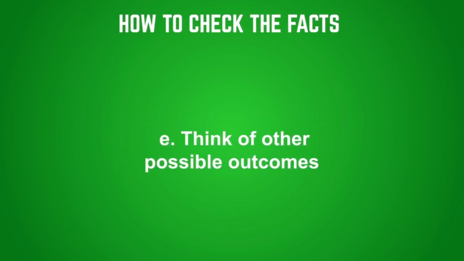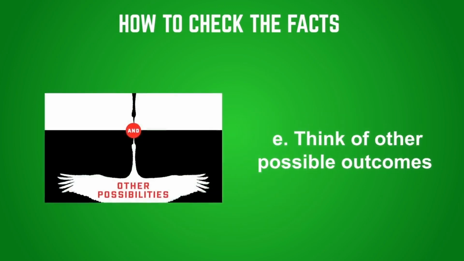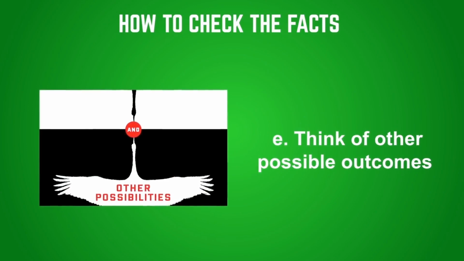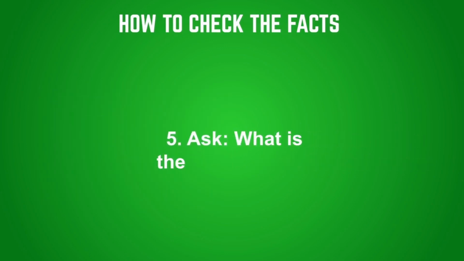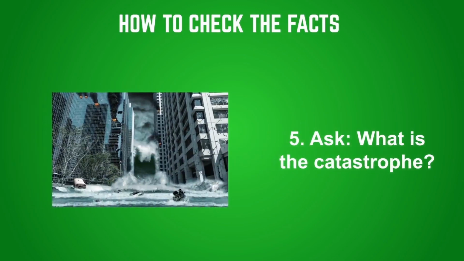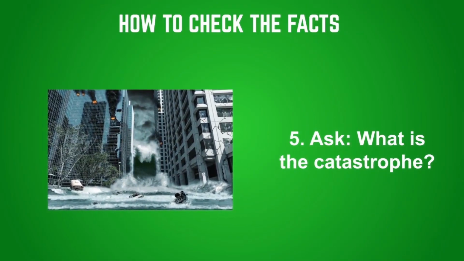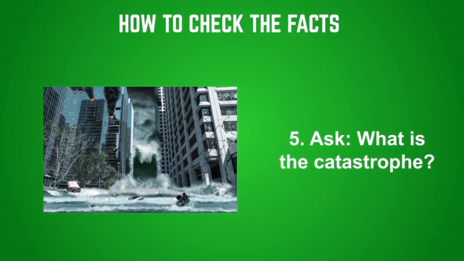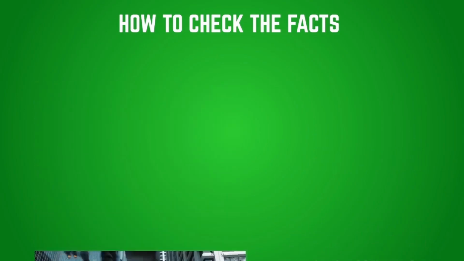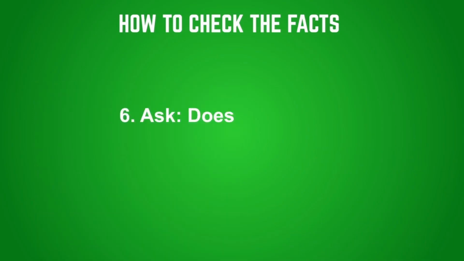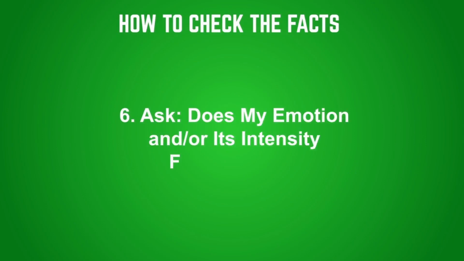Think of other possible outcomes. The simple act of generating alternative outcomes can itself increase your belief that other outcomes are possible. 5. Ask, what is the catastrophe? Sometimes the facts are every bit as bad as we think they are. However, we often make a bad situation even worse when we catastrophize the facts. 6. Ask, does my emotion and/or its intensity fit the facts?